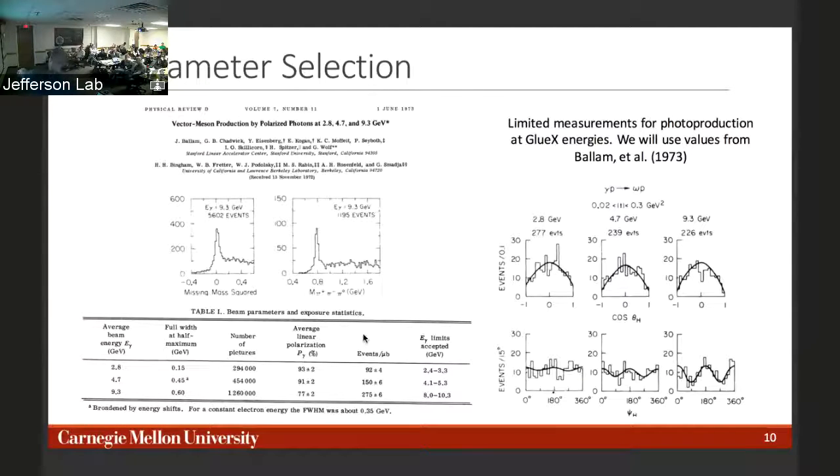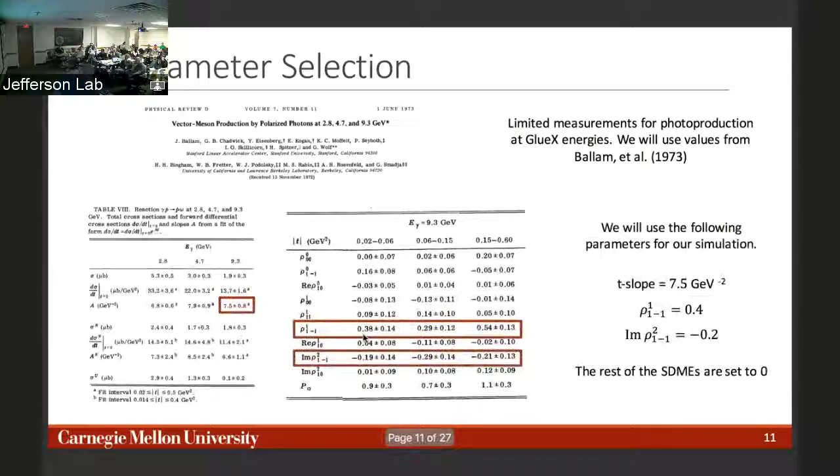So you can see there is some modulation here in phi. This is all in the helicity frame, and then this cosine squared behavior is sort of indicative of it just being a vector meson. So now let's look at what their results are from their fit.